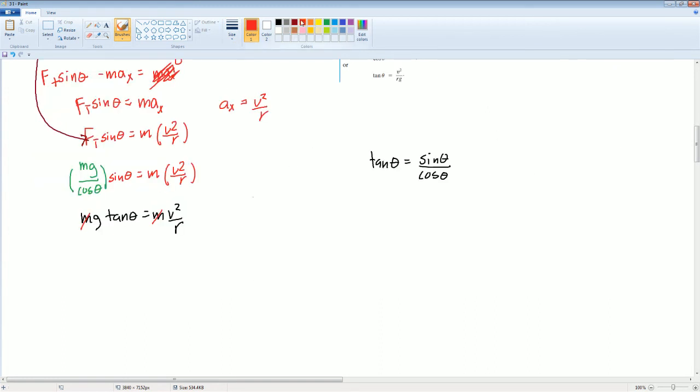So you should have here g tan theta is equal to v squared over r. You have to understand this substitution, that r, which is the radius, is defined as, this is actually given to you, equal to L sine theta. So this can go in right there. Make that substitution. So it should look like this as the next step. Boom, boom.